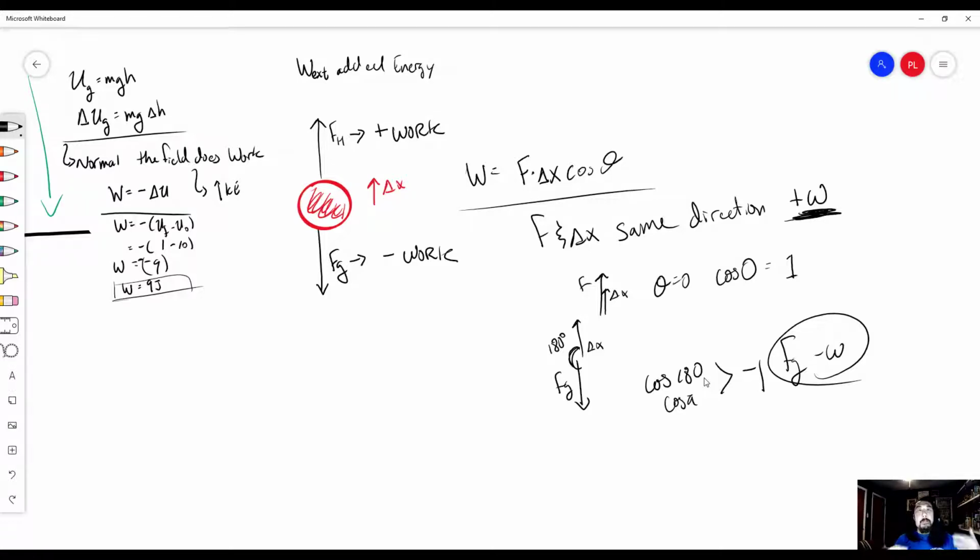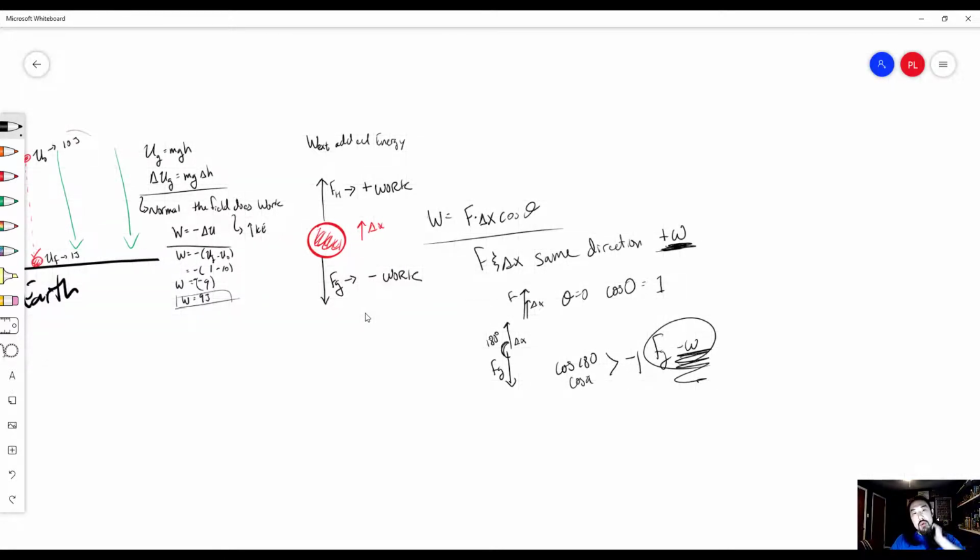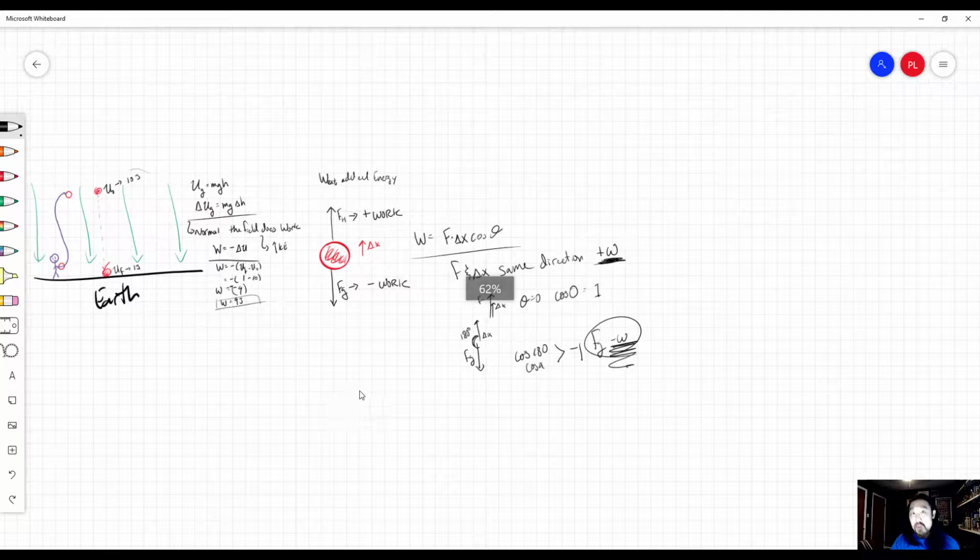Now, the best way to approach this is to just simply think, is the object doing what it naturally, normally wants to do? If the answer is no, that means the field is doing negative work. If the object is doing what it naturally, normally wants to do, that means the field is doing positive work. All right? Very important.